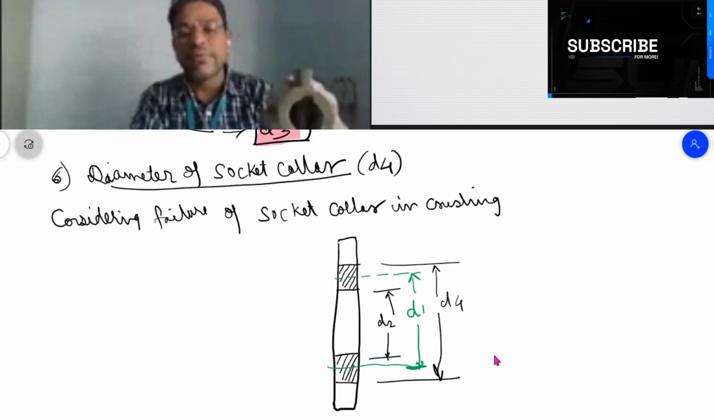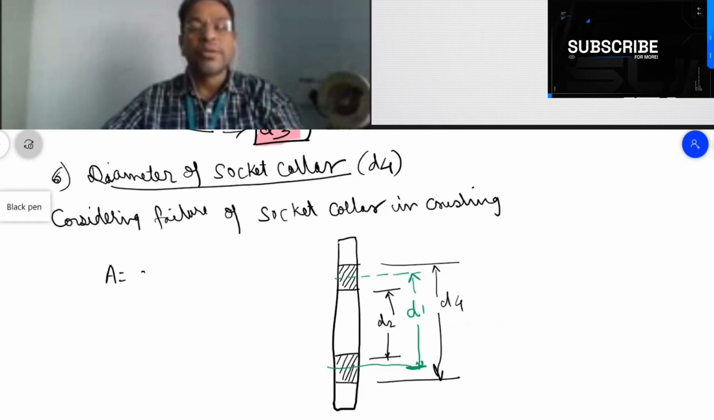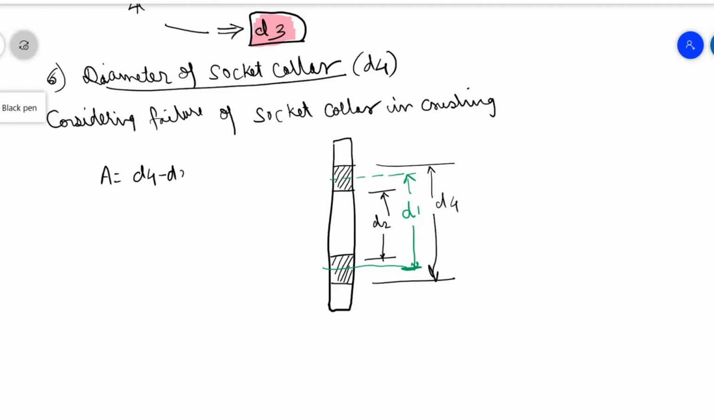So you must have seen that I have not drawn it through the dotted line in that sketch. So this D1 is there. So ये D1 के भी नीचे crushing हो रहा है यहाँ तक. So what will be the area now? Area is very simple to write. Area is equal to D4 minus D2 into T.